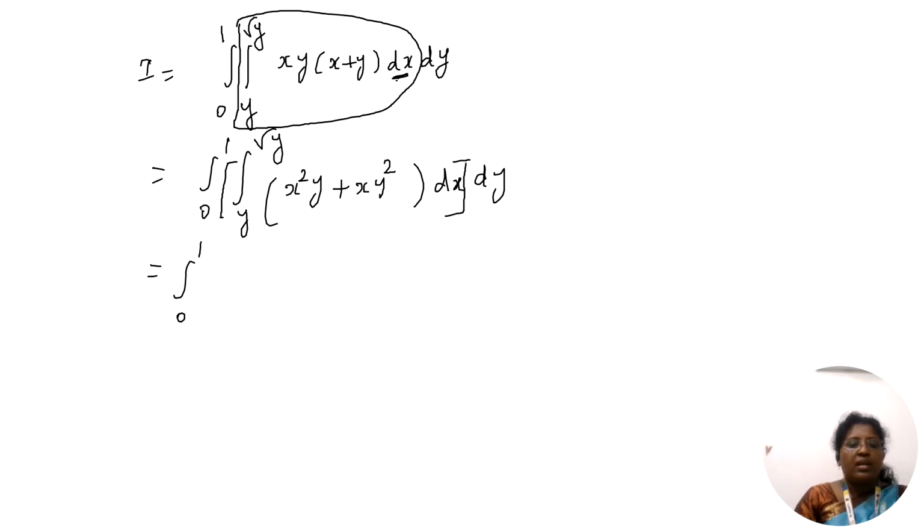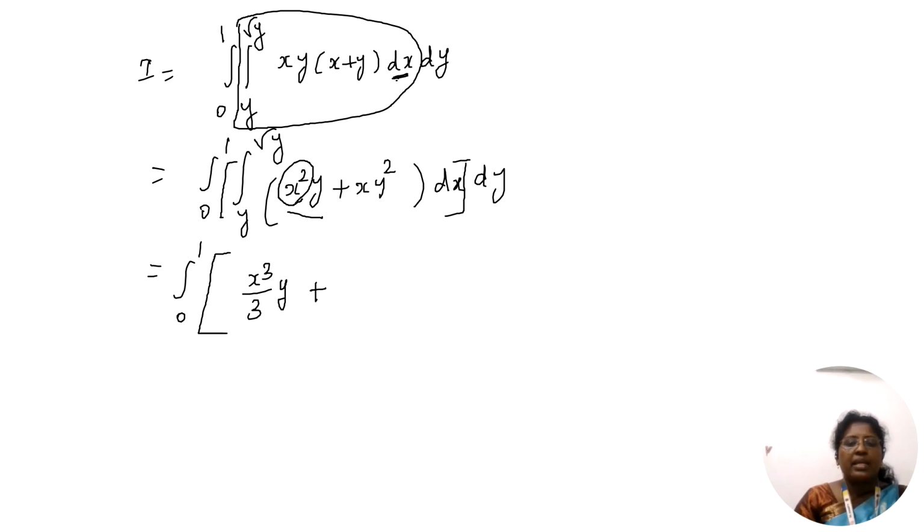Integral 0 to 1, this is the outer integral limit. Keep the outer integral limit as it is. Now we will integrate the first term, x square into y. Here y is a constant term, so we will integrate only x square. Keep the constant as it is. Integrate only the variable. Integration of x square with respect to x is x cube by 3. Here y is a constant term, so keep the constant as it is.